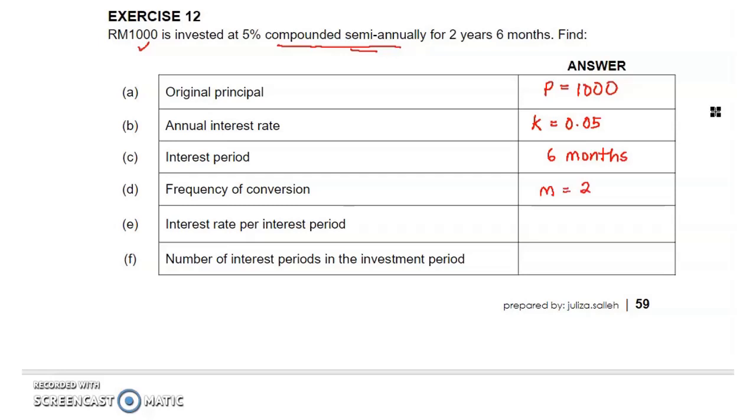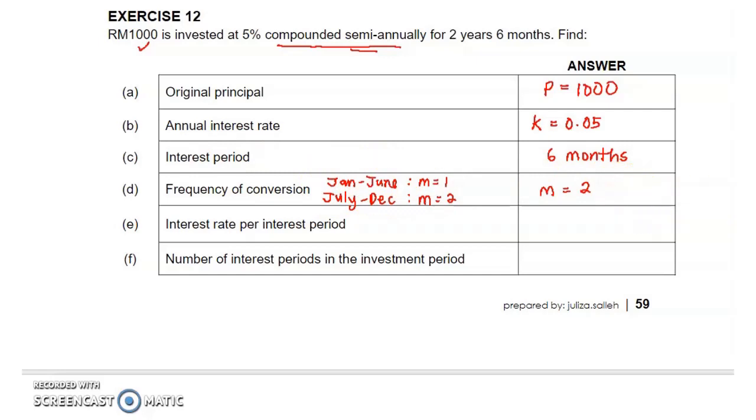So m equals 2. For example, January until June is the first time we calculate interest, and then July until December, another 6 months, is the second time we calculate interest. So that's why m equals 2. The interest period is 6 months, the time we wait.